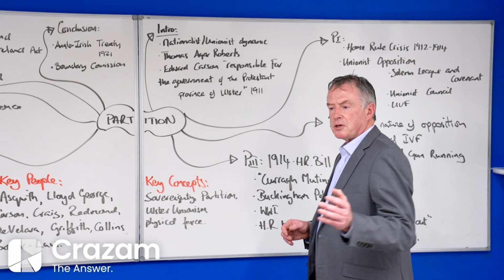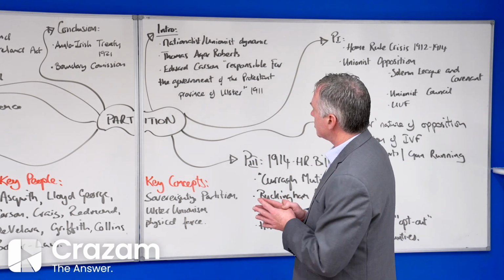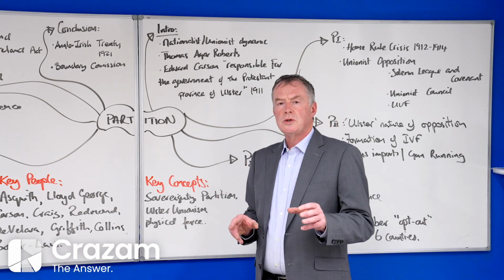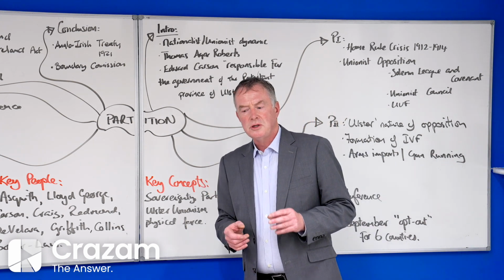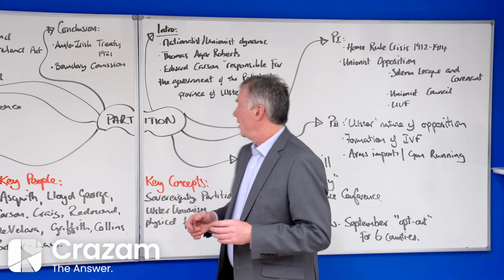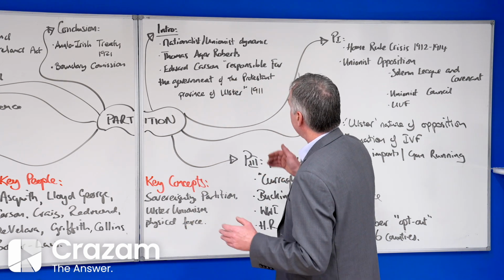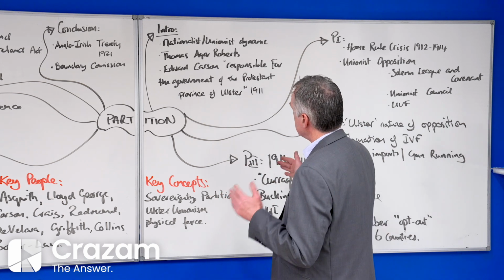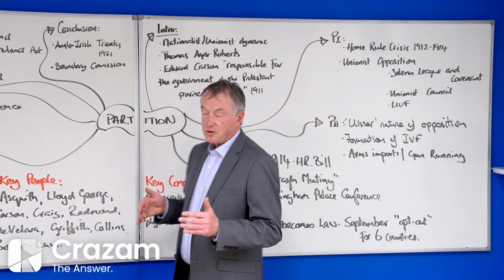So if I'm looking at this partition question, I'm starting off with an introduction. Now remember, I'm looking at partition of the country, the separation of the country into the 26 and the 6 counties that took place in 1920 at the Government of Ireland Act. And I'm going to go back to 1912. That's when the question asked me to start. So I'm actually going to go back a year beforehand for my introduction.